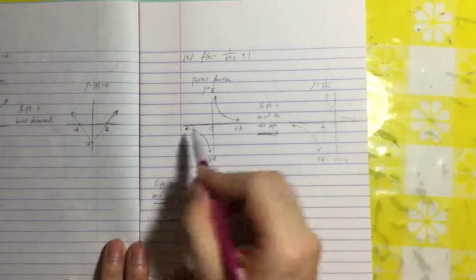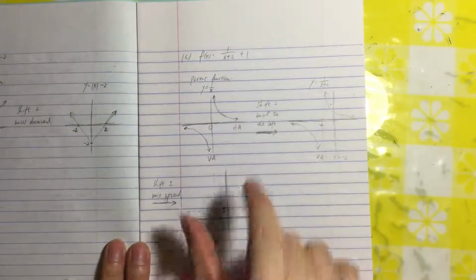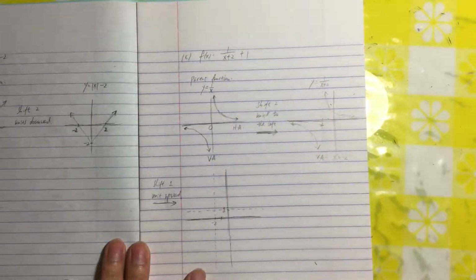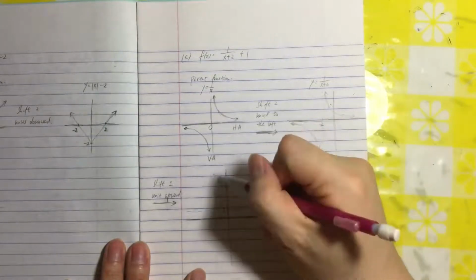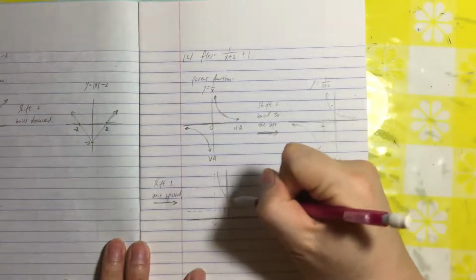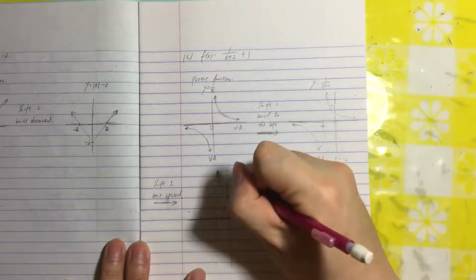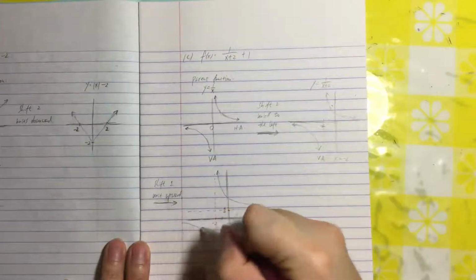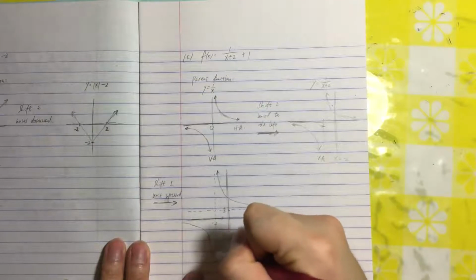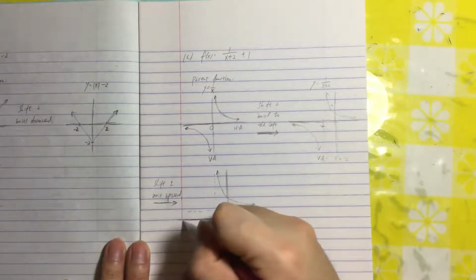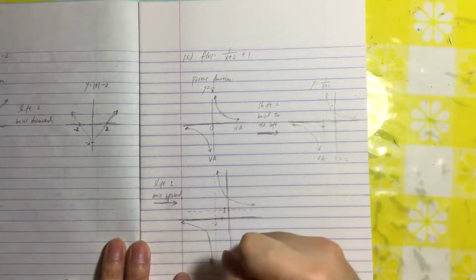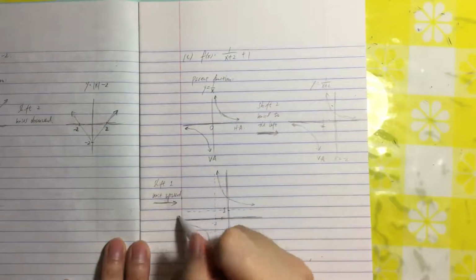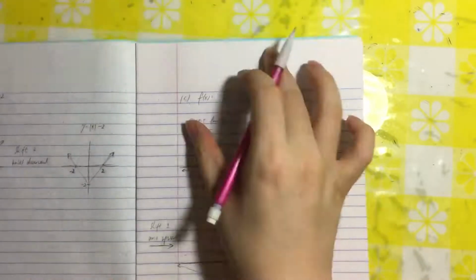Horizontal asymptote, it was 0. When I shift the graph 1 unit upward, it becomes 1. Then the graph stays the same shape. That's the graph of this function.